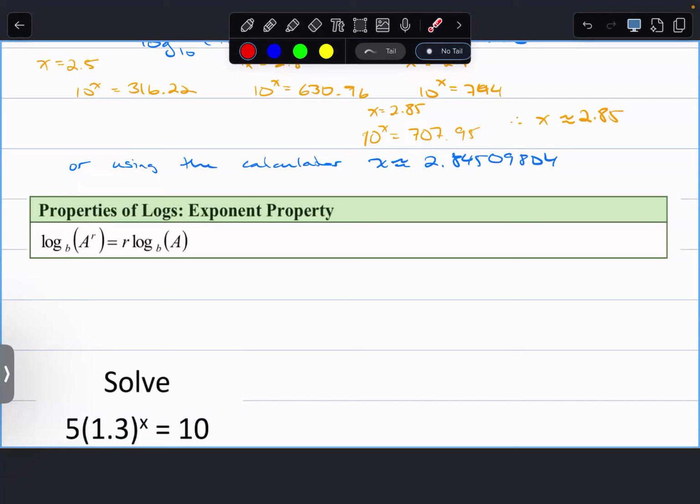Okay, so the exponent property says that log base b of a to the power of r, I'm allowed to rewrite that as r times log base b of a. Now, why is that important? Because notice that this guy, that r, that power, went down in front. So all of a sudden it's accessible.